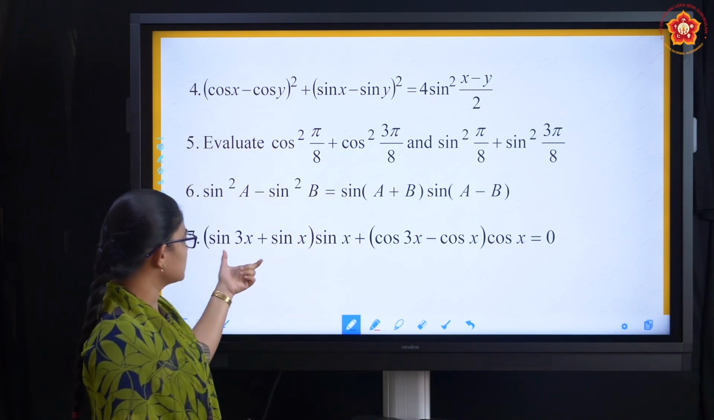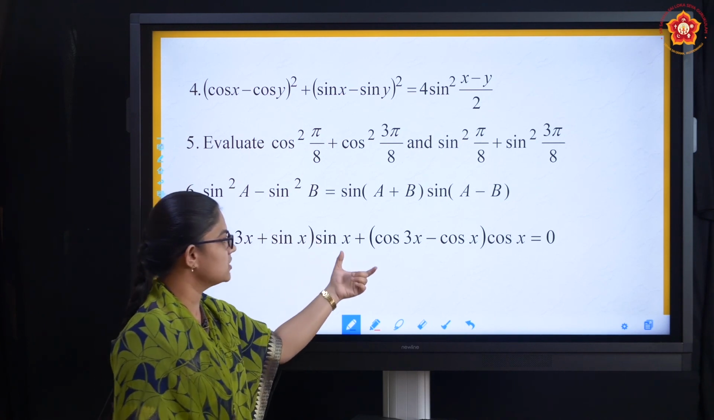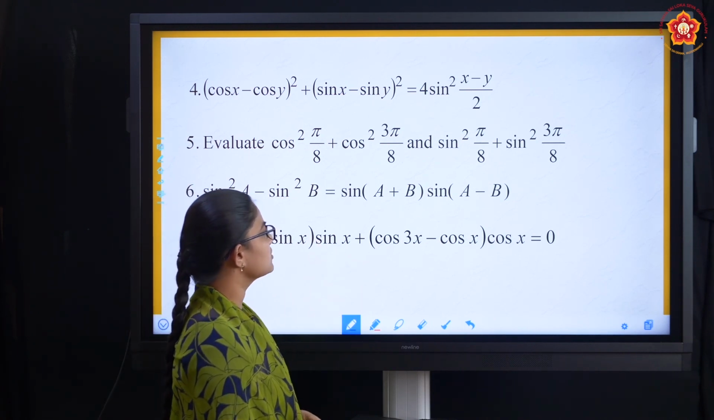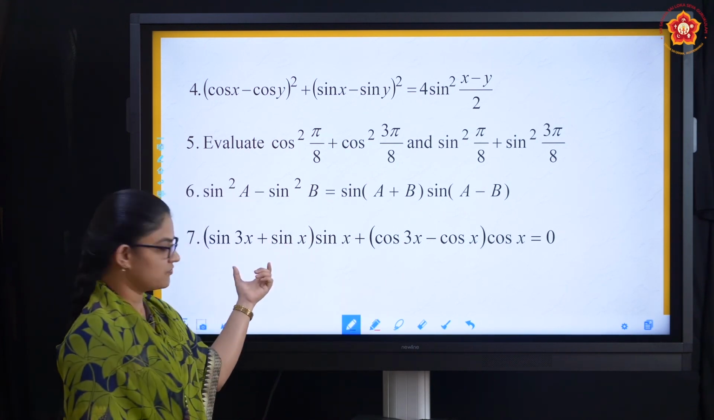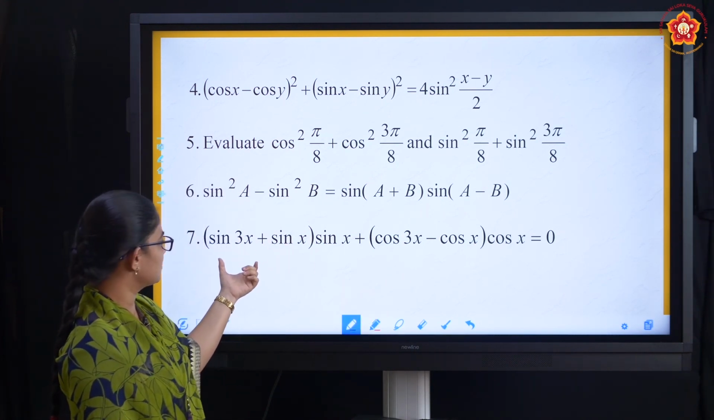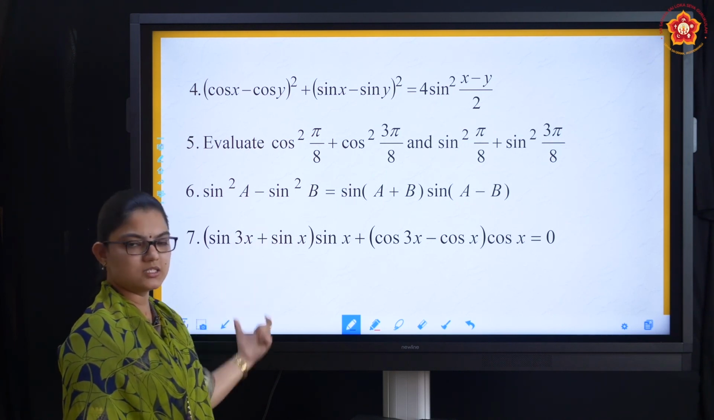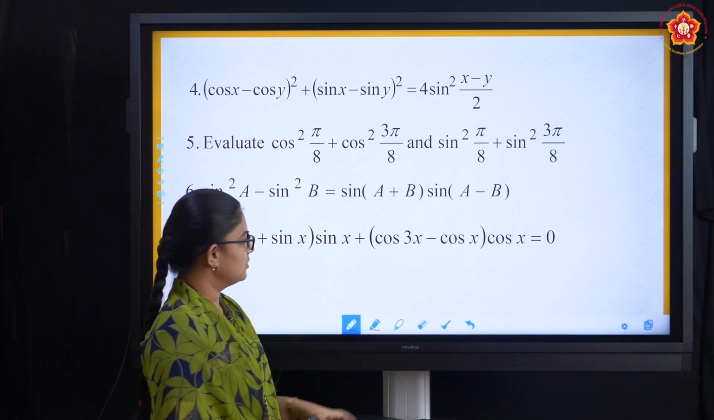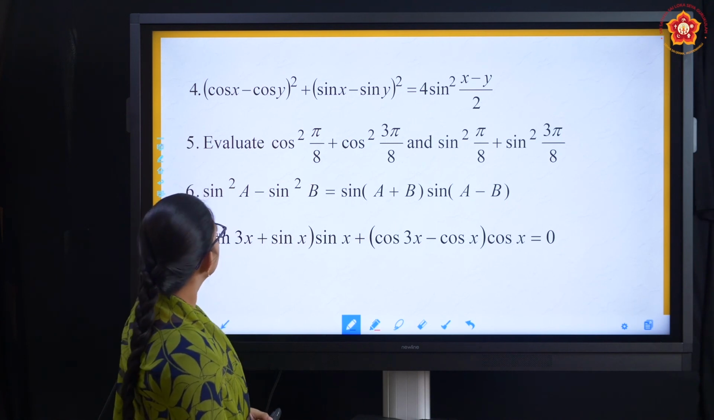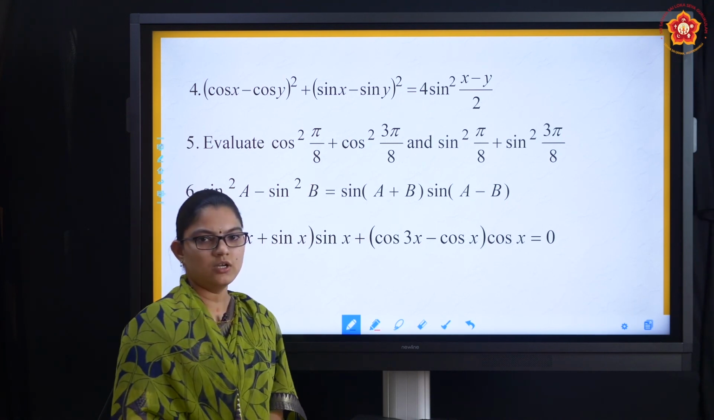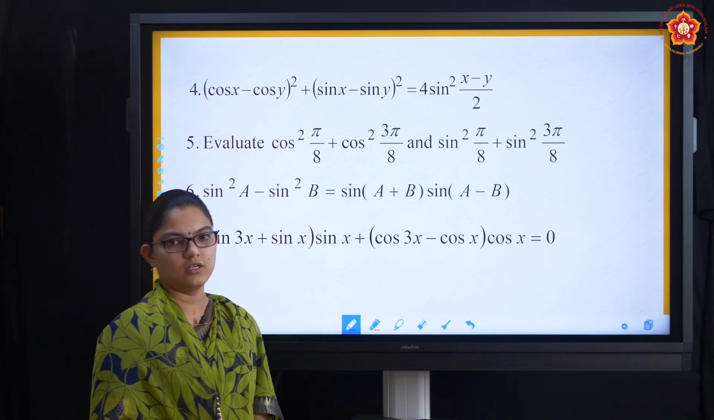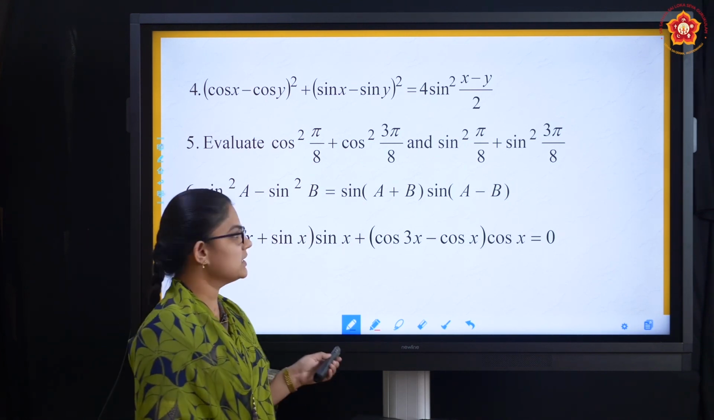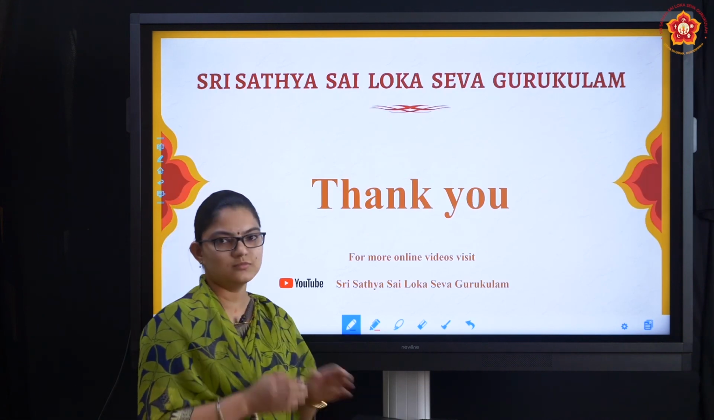Next, (sin 3x plus sin x) into sin x plus (cos 3x minus cos x) into cos x is equal to 0. Simplify this first, substitute the appropriate identity and simplify, and you will get the required proof. So in the next session we are going to solve still more problems like this. With this I conclude my session. Thank you. Sai Ram.